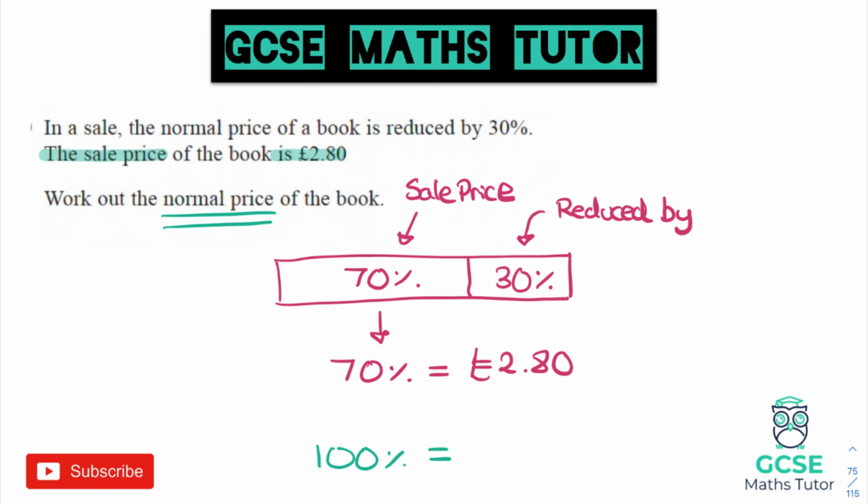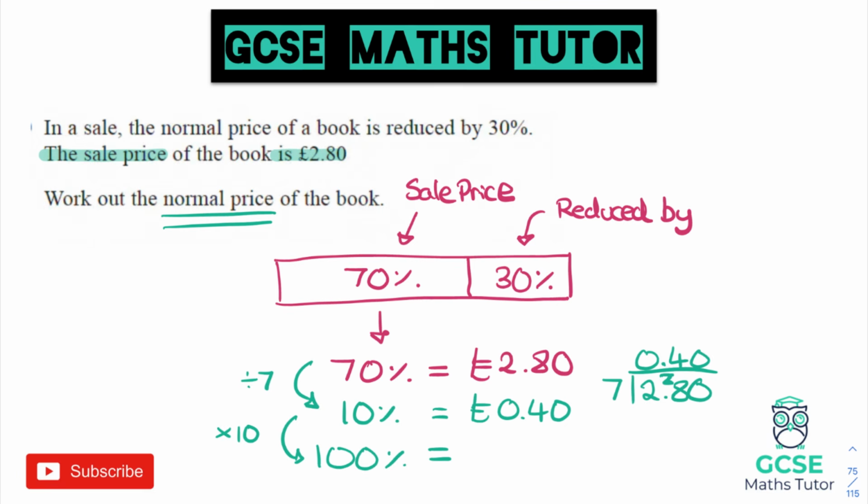With this one, you could either divide by 7 and times by 10, which is a great non-calculator method, or you could divide by 70 and times by 100. Just make sure you do the same to both sides, and if it's non-calculator, you may have to do some bus-stop division, and then just make sure you multiply it back to 100% really carefully.